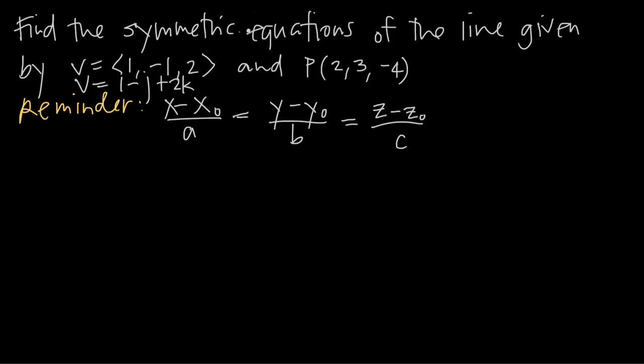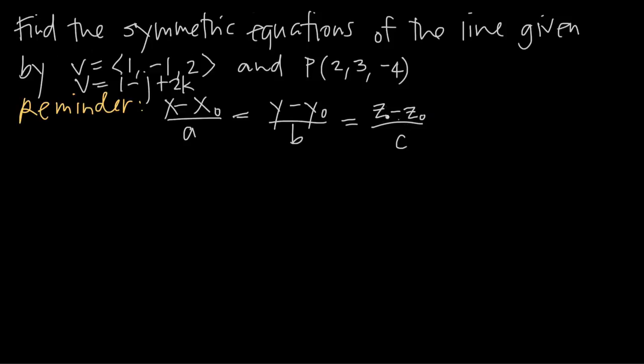When we're talking about the symmetric equation of a line, it's this equation here: (x minus x sub 0) divided by a equals (y minus y sub 0) divided by b equals (z minus z sub 0) divided by c. And if we have a point that the line passes through and this vector equation, then we can just pull values directly out of these two pieces of information and plug them into this single equation.